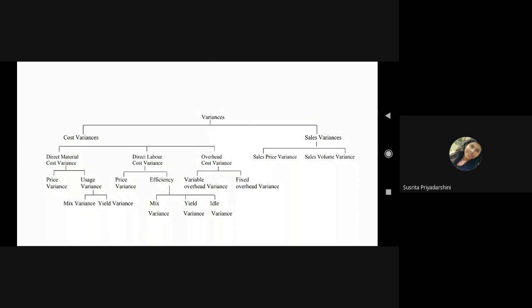Next, after finding out the direct material cost variance and labor cost variance, we have its segregation. Segregation means it has different divisions. So direct material cost variance can be divided into two heads. One is direct material price variance, and the other is direct material usage variance. Usage variance relates to the quantity, so you can call it quantity variance. It can also be called volume variance. So price variance and volume variance, or quantity variance or usage variance.